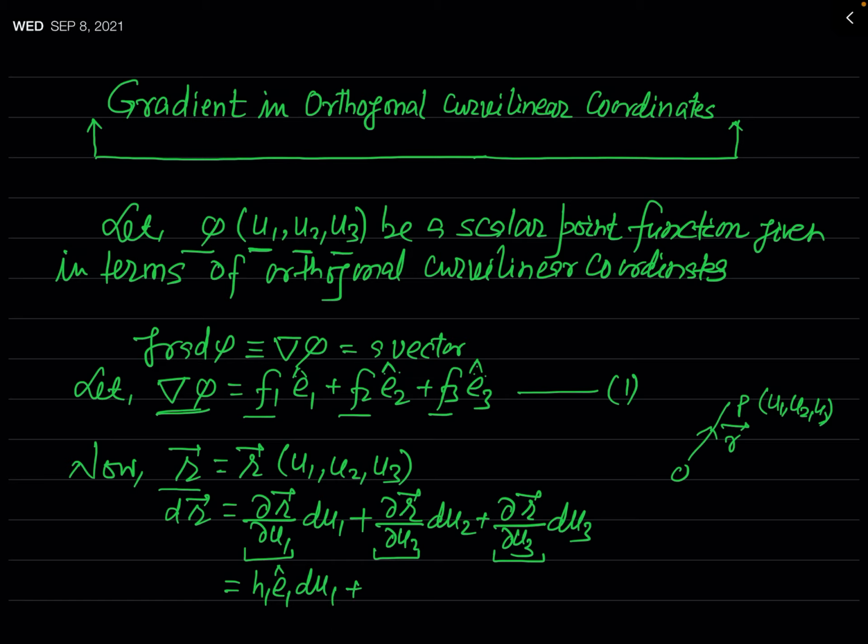And similarly, this ∂r/∂u2 is h2 e2 hat. All these things you have seen in the earlier lecture. And plus ∂r/∂u3, this is what? You can say this is h3 e3 hat du3. In here, h1, h2 and h3 are known as scale factors. You have seen these earlier in your course on curvilinear coordinate systems. So you can express this dr in this manner.